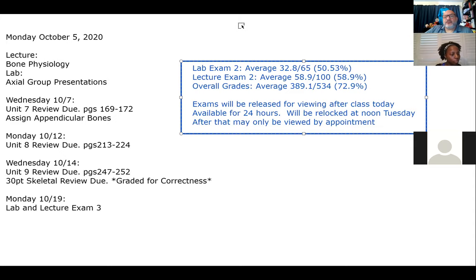Wednesday, we will finish the rest of the axial skeleton. Also on Wednesday, after our group presentations, because if I do it beforehand, people focus on their material and not what people are presenting, I will give you the appendicular bones that you will be responsible for, and we'll be presenting those next week.